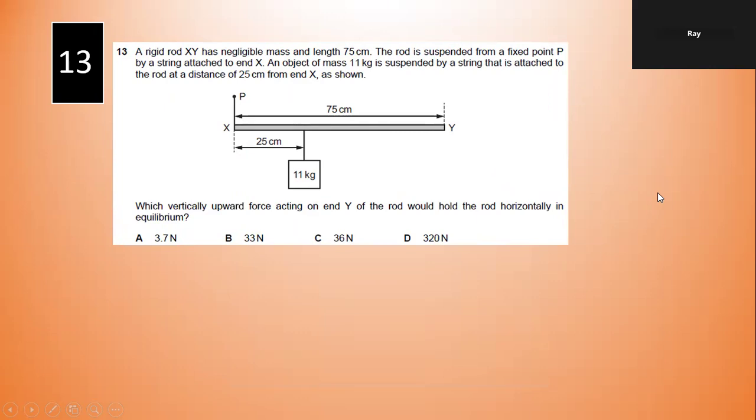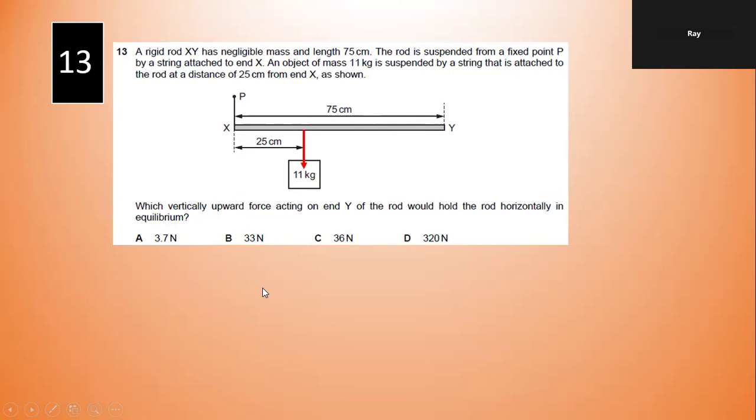How about this one? So this is why I skipped this question, because I didn't know what it means. Like how is it rotating and stuff? This is a track. This is your rigid rod, negligible mass, so you don't have to worry about the weight. Then you attach a mass of 11 kilogram by a thread there, 25 cm from this end. Which vertical upward force acting at Y would hold the rod vertically?